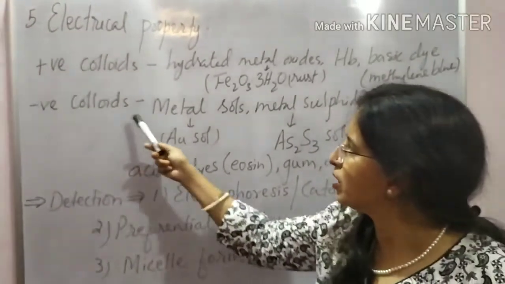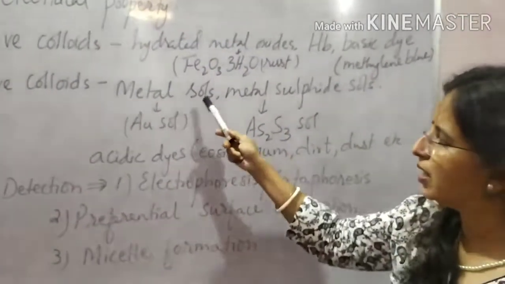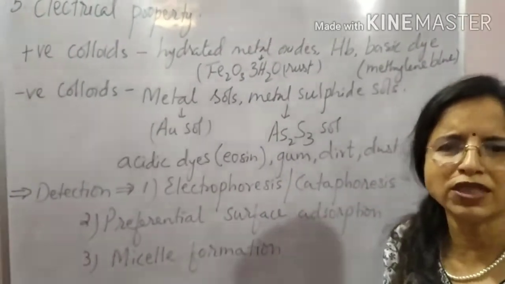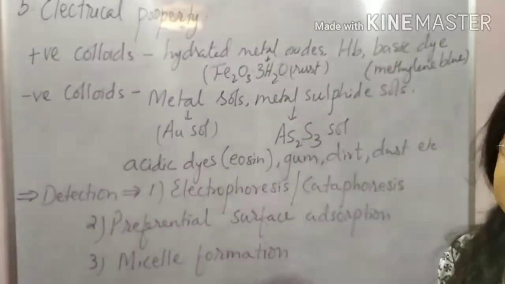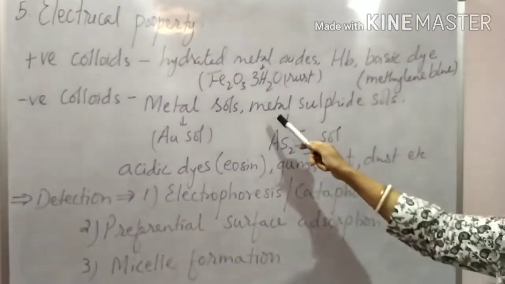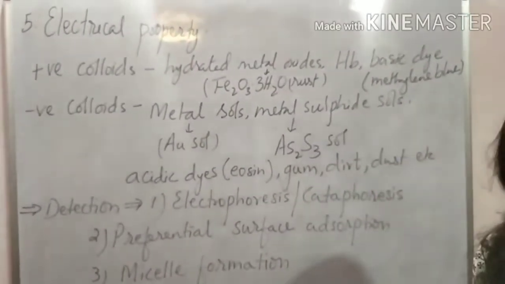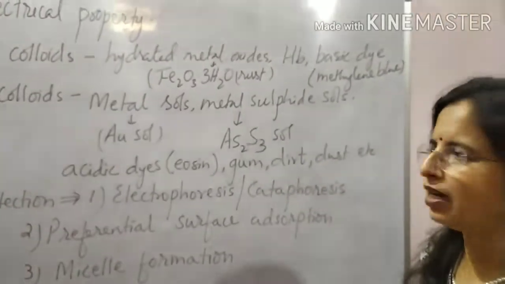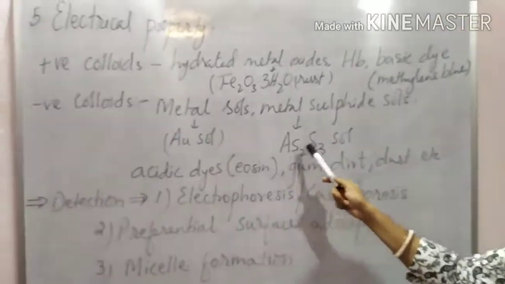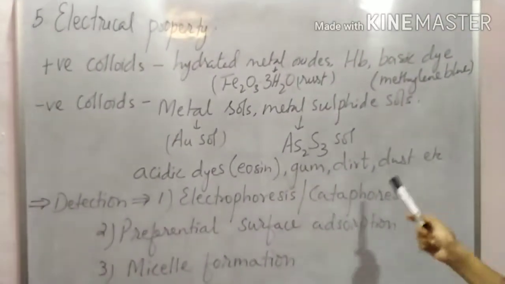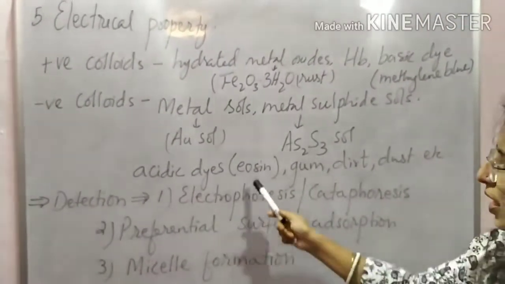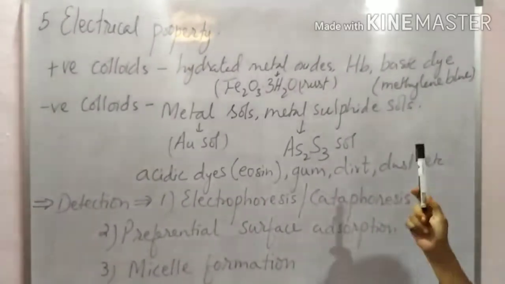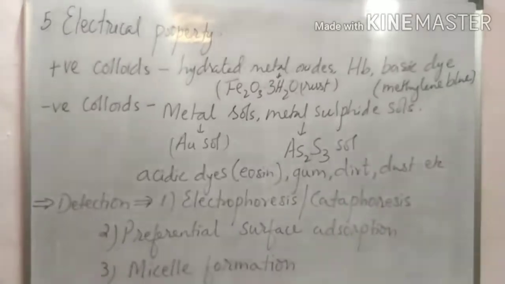Some of the examples of negative colloids are all metal sols. One example of a metal sol is gold sol, which you have studied to prepare by Bredig's electric arc method. Then metal sulfide sols. Metal का sulfide sol, iron sulfide it may be, zinc sulfide it may be, but very common is arsenious sulfide sol. Then any acidic dye, eosin is one example of an acidic dye. Then gum, dirt, dust, clay, mud, these all are negative colloids.